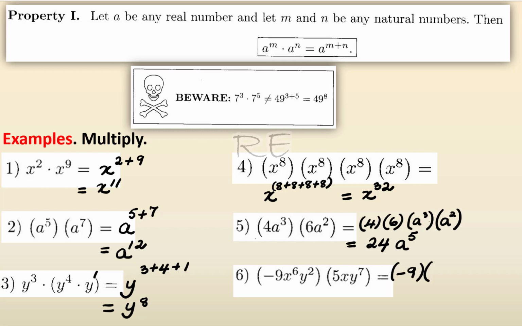Going to do the same thing for the next one. Negative 9 times 5, and then x to the 6 times x, which is x to the 7, and y to the 2nd times y to the 7, which is y to the 9. Negative 9 times 5, negative 45, x to the 7, y to the 9.